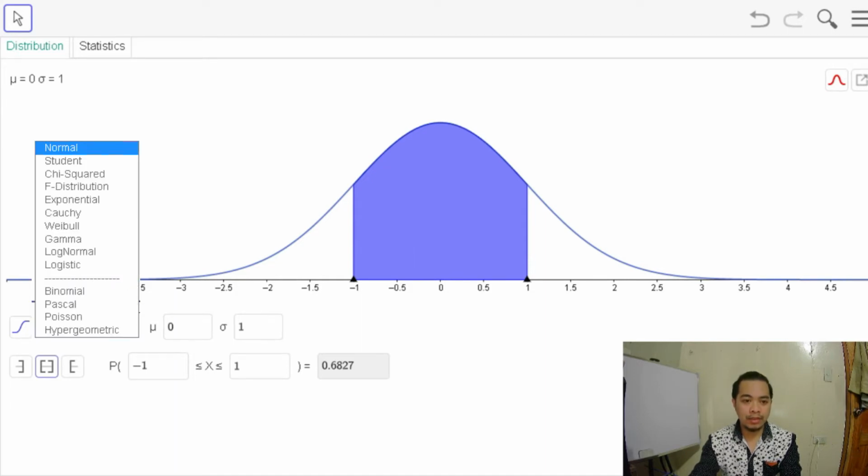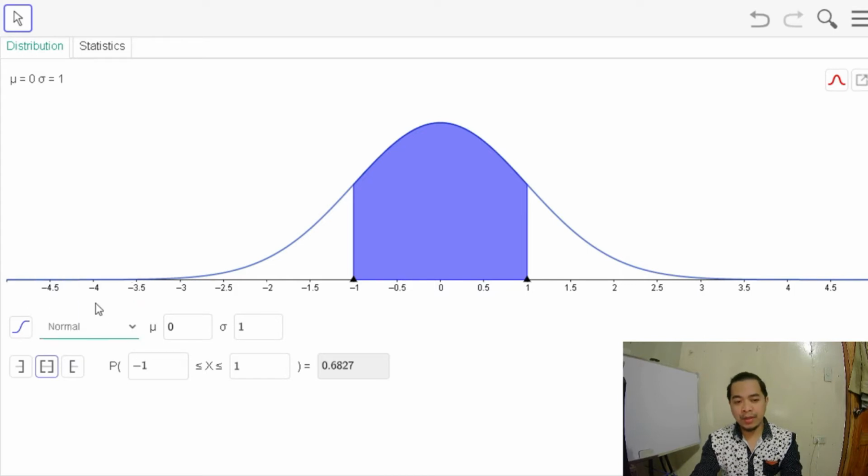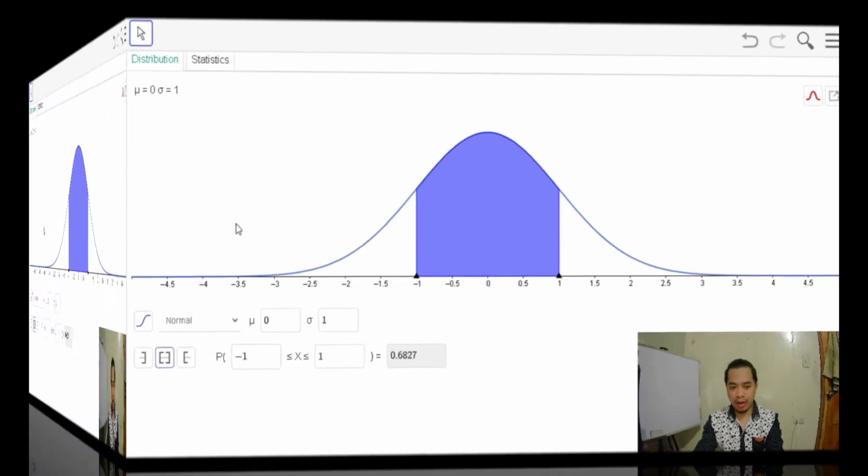We have the normal distribution, the student's t distribution, the chi-square distribution, F distribution, exponential distribution. We have a lot of distributions here. We have the binomial, the Pascal, the Poisson, and hypergeometric. Anyway, there's a lot to tackle here, but I'm going to identify the most common and the most important. This will be the content of this presentation. So let's start with our normal distribution.